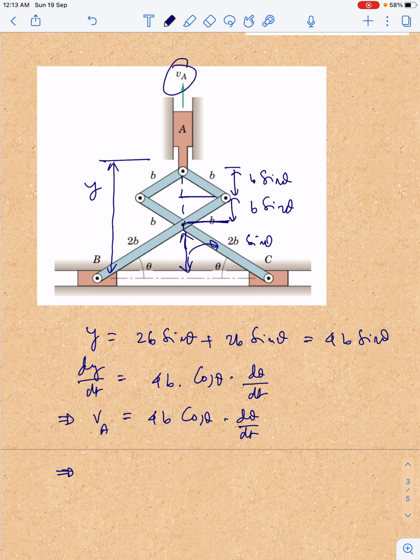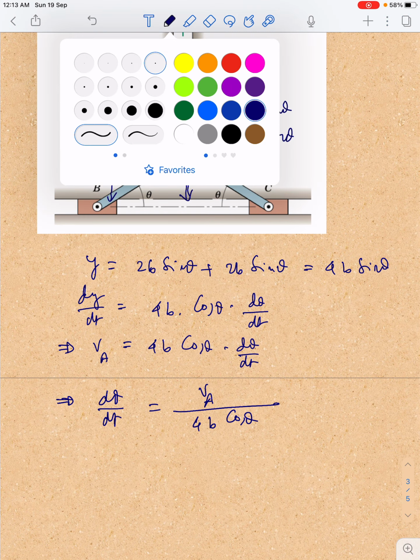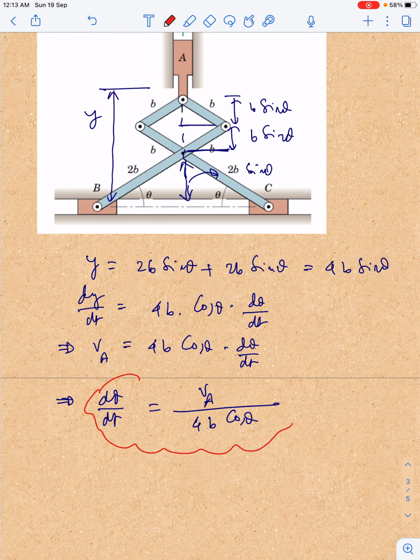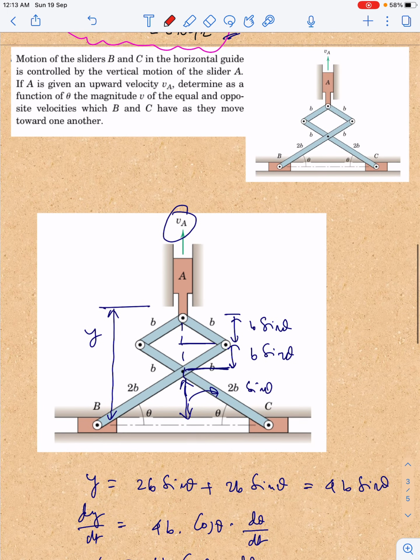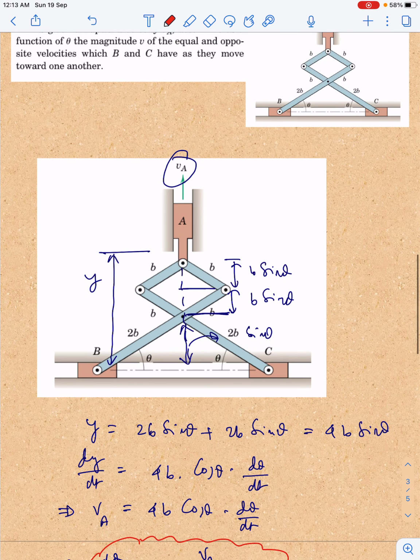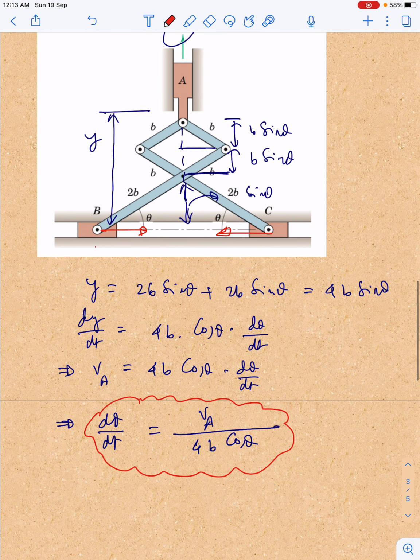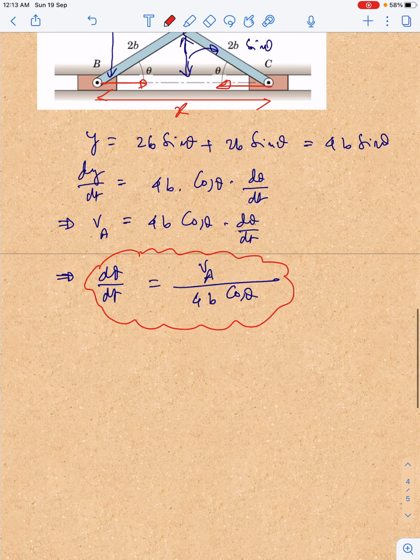So from here, I can pick the value of d theta dt. This is Va by 4b cos theta. Fine. So this is the value of d theta dt we are getting from here. And what they are asking is the values of v with which b and c are moving. These two are moving towards each other. So for that, we will calculate the value of x and differentiate. If this is x, I can comfortably write now that x is equal to 2b cos theta.